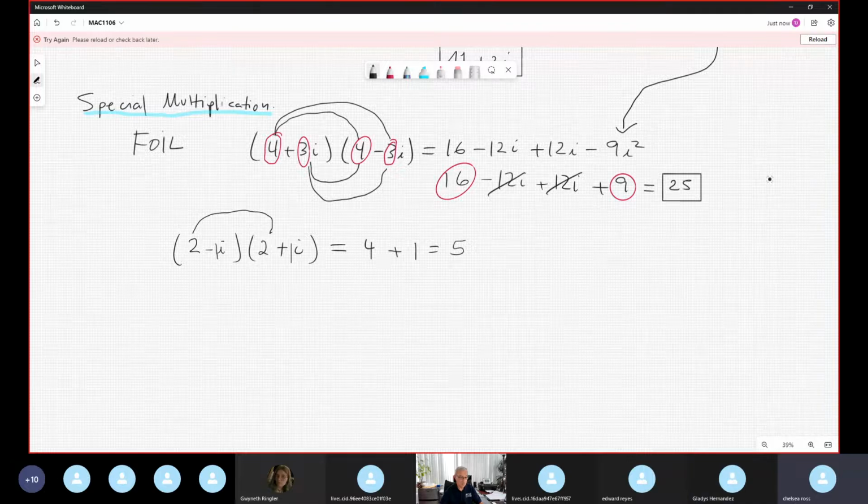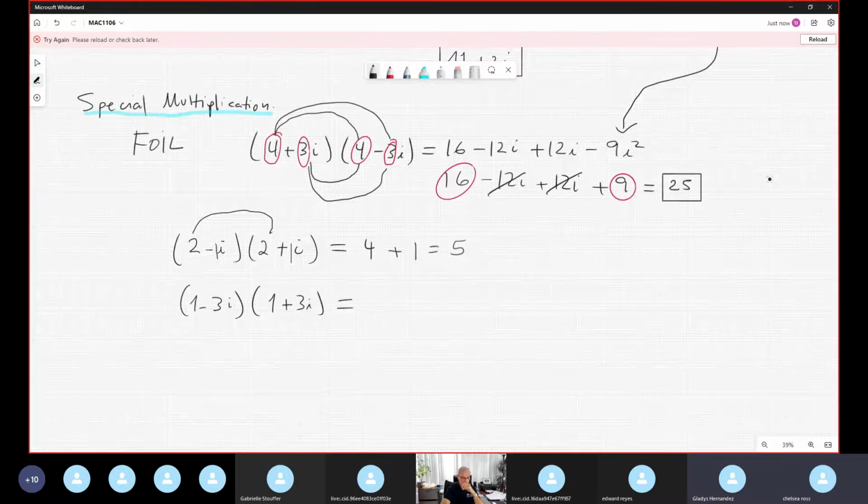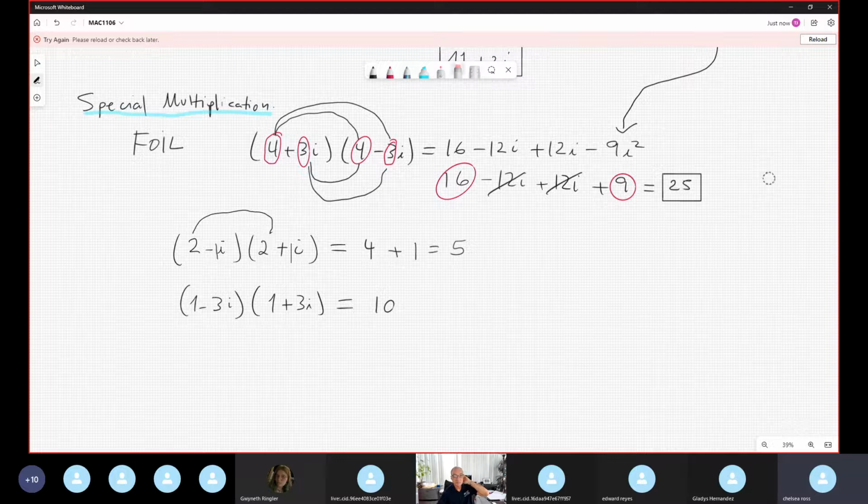Yes, yes. Help me with this multiplication: 1 minus 3i and 1 plus 3i. Come on, do it quickly in 1 second. It's 10. Super! It's 10. Why? Because 1 times 1 is 1, always plus 3 times 3 is 9. It's 10. End of the story.